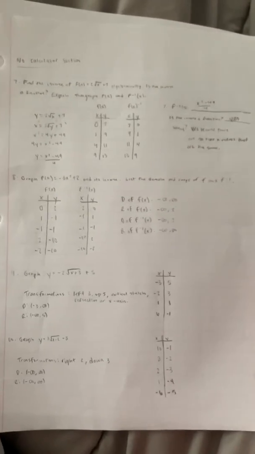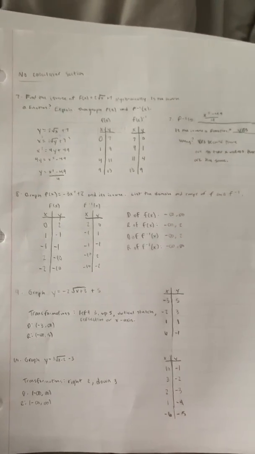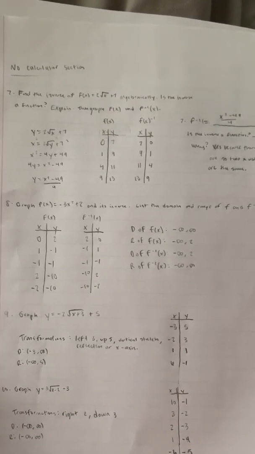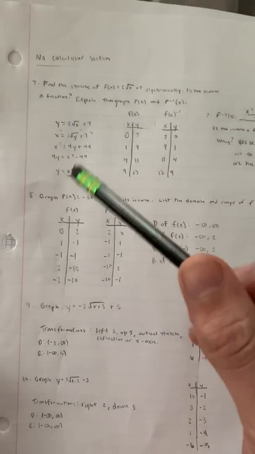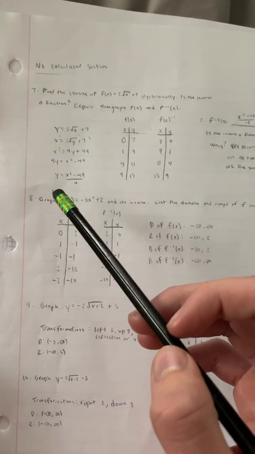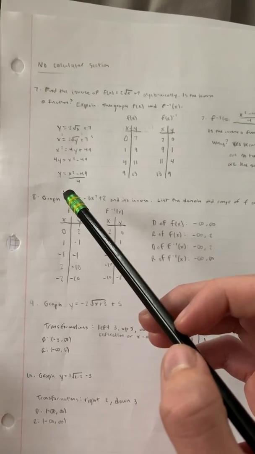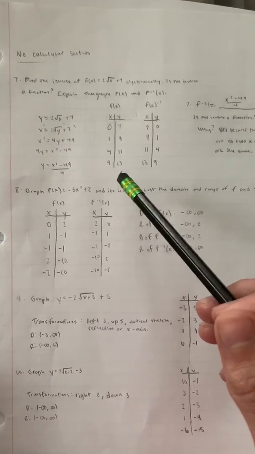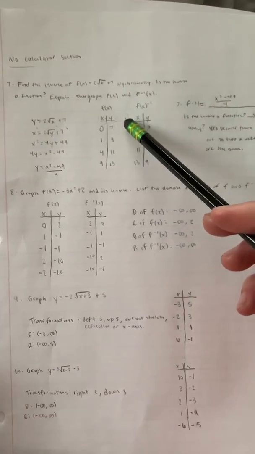All right, and the no calculator section. The first one is 2 square root x plus 7. So you have to solve it algebraically. When you switch the x and y here, you get y equals x squared minus 49 over 4. And then in order to graph it, you have to do this first.